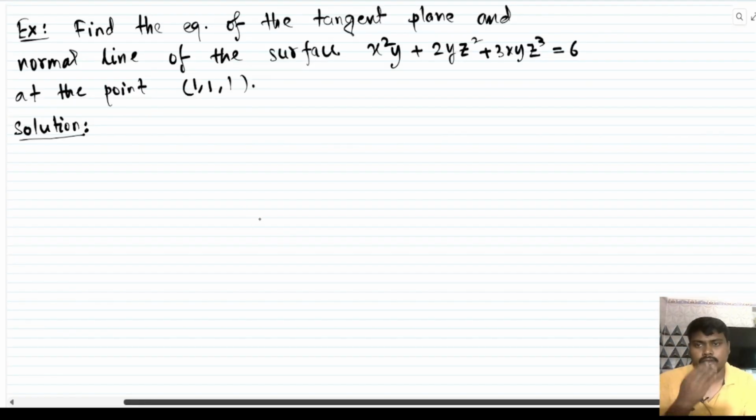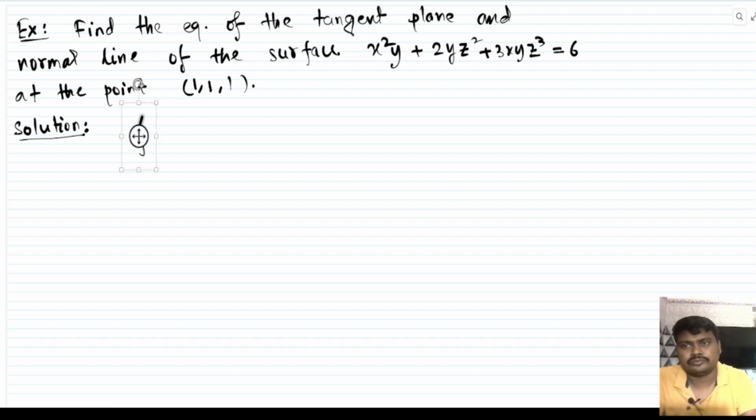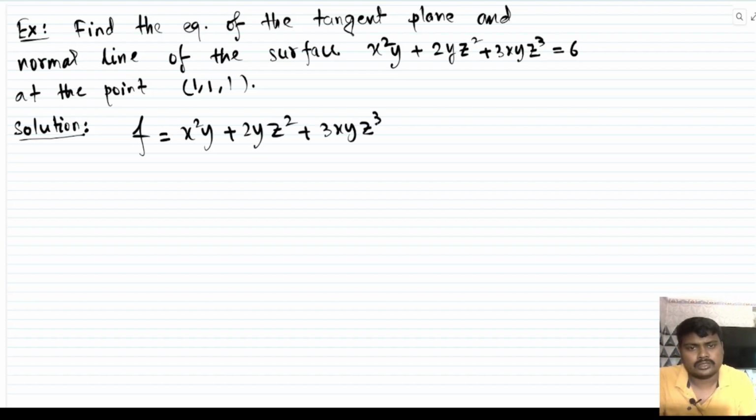Now let us consider an example. Find the equation of the tangent plane and the normal line of the surface x²y + 2yz² + 3xyz³ = 6 at the point (1, 1, 1). This point actually lies on the surface. To evaluate the equation of the tangent plane and normal line, first we consider f = x²y + 2yz² + 3xyz³ − 6. Then we find the gradient of f.